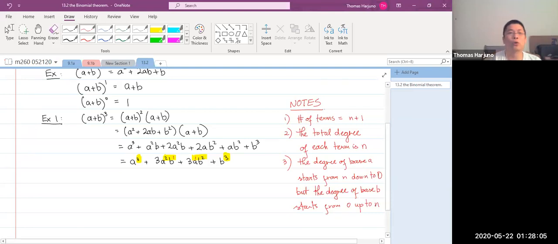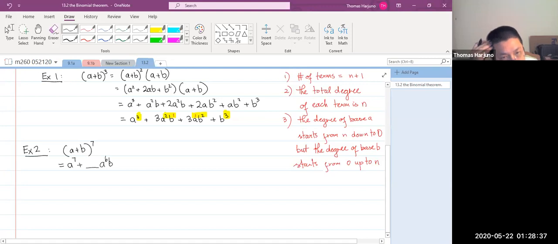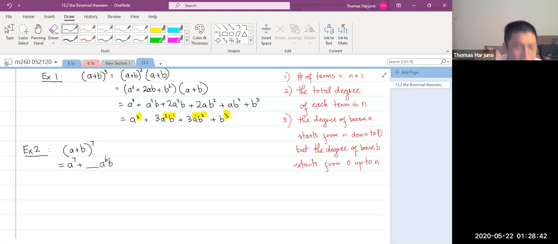Okay, so basically we have the following so far. Suppose I have example 2. I have a plus b to the power of 7. And you will see the first term will be a to the 7, right? Plus something a to the 6b. You see that the exponent of a is decreasing and the exponent of b is increasing, right?